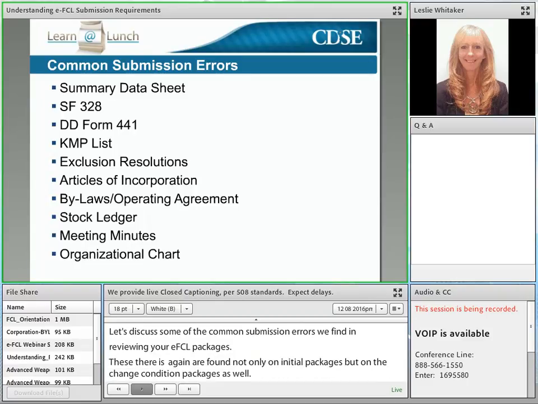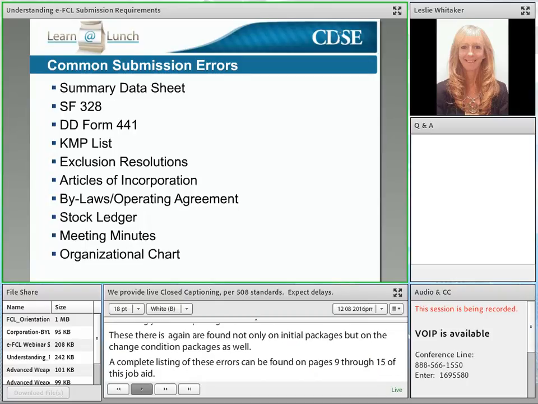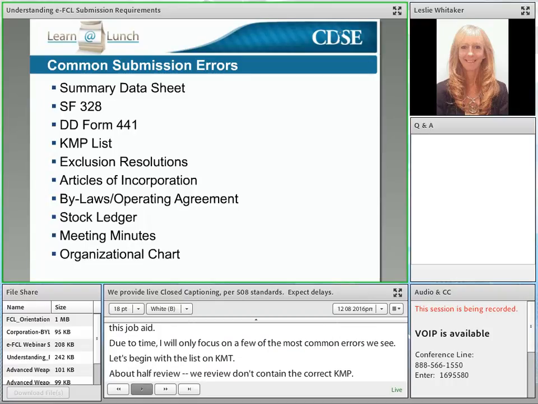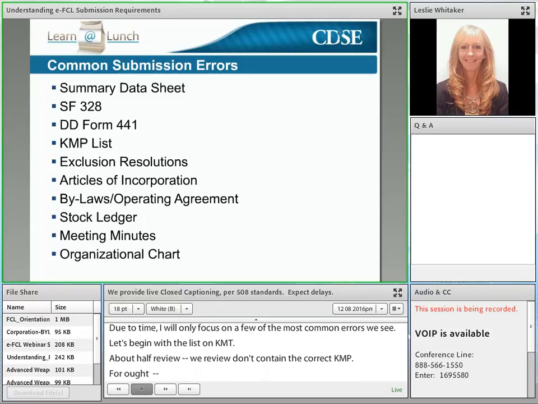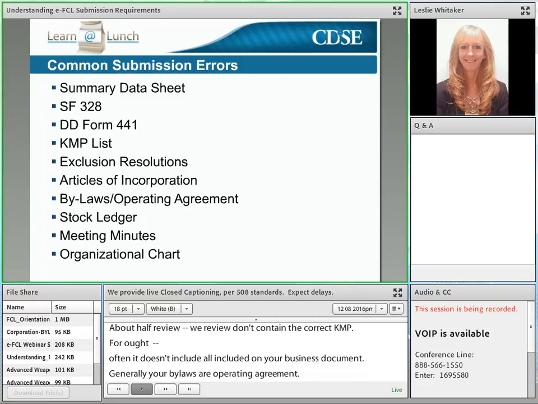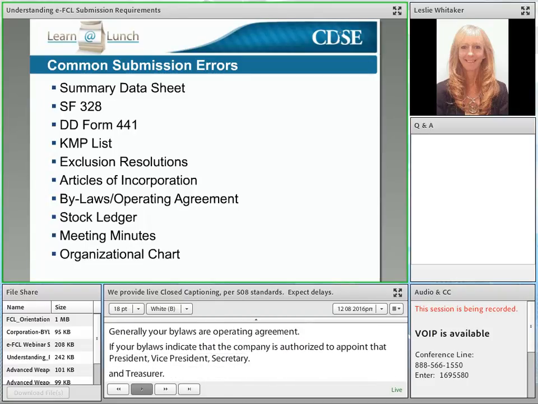About half of the packages we review don't contain the correct KMP. For example, the KMP list often does not include all positions identified on your business documents, generally your bylaws or your operating agreement. If your bylaws indicate that your company is authorized to appoint a president, vice president, secretary, and treasurer, and will have 3 corporate directors, all of these positions must be identified on the KMP list.